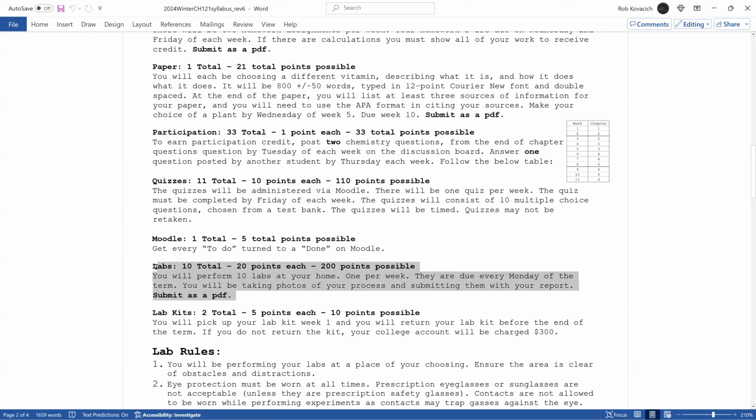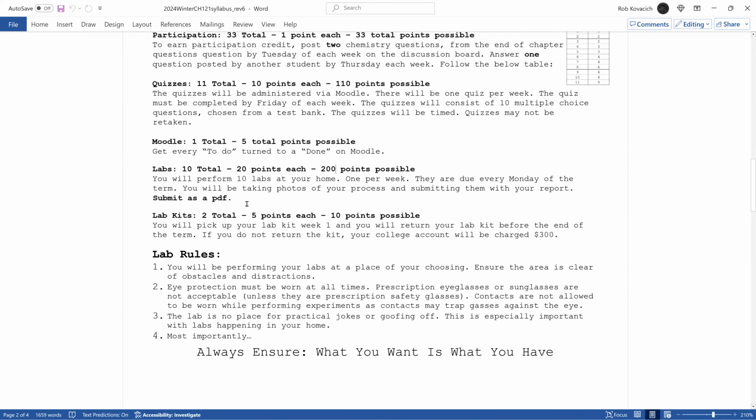There are 10 labs. The labs are worth 20 points apiece, so that works out to be 200 points. And so you'll be doing these at home. So that means you're going to need some sort of kit, and we've got the kit here at the college. And so you're going to need to come to the college that first week of class. I'll post times when I'm available, and you'll be creating and picking up your kit at the same time. So expect to be 20 minutes to maybe 40 minutes, depending on how fast you take care of things. The labs, you're going to need to take photos of your process and submit those along with your report as a PDF. And then the lab kit's 5 points for picking up your lab kit and 5 points for dropping off your lab kit before the end of the term. And if you do not, your account will be charged $300.